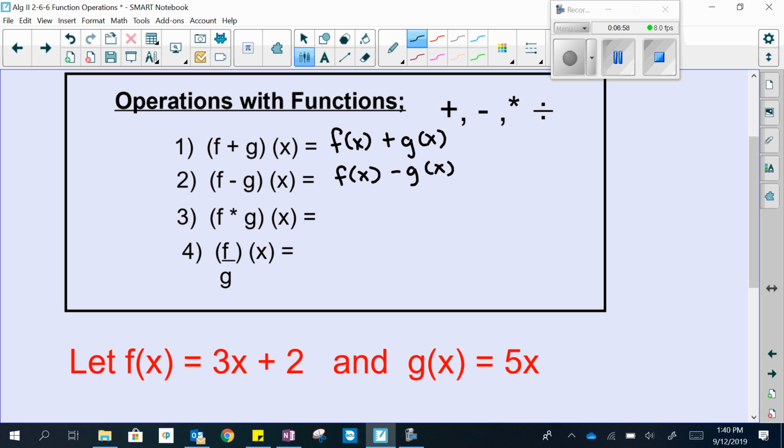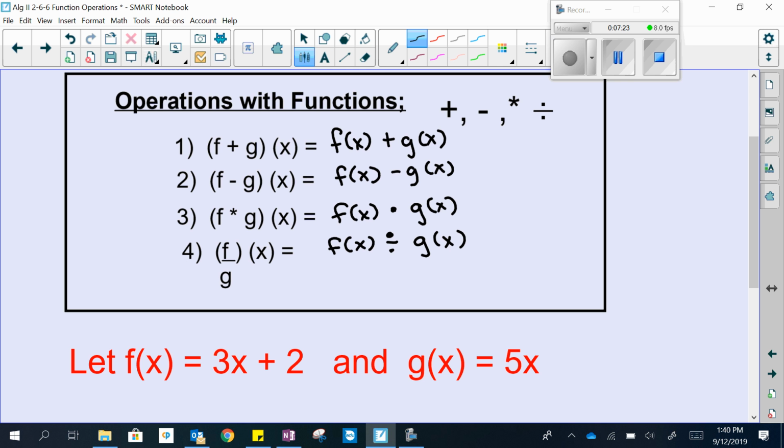This is multiplication, right? So this is f of x, right, times g of x. And here we have f over g of x. That's f of x divided by g of x.